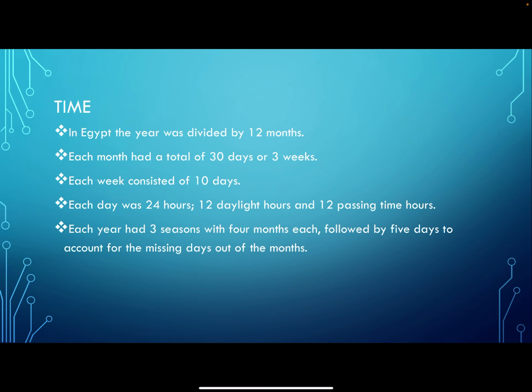And then time. In Egypt, the year was divided into 12 months. Each month had a total of 30 days, or 3 weeks. Each week consisted of 10 days. Each day was 24 hours, 12 daylight hours and 12 passing time hours. And then each year had 3 seasons with 4 months each, followed by 5 days to account for the missing days out of the month. And then that 0.4 of a day was not accounted for until later, around Julius Caesar.